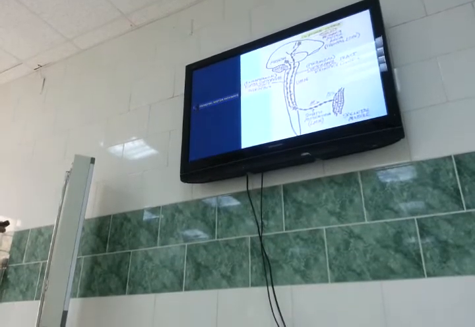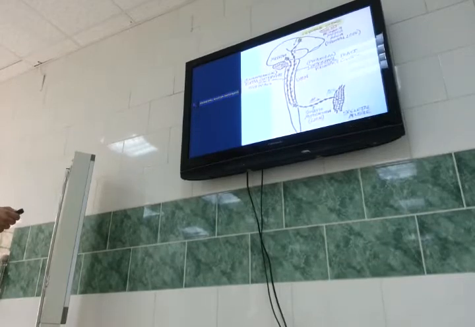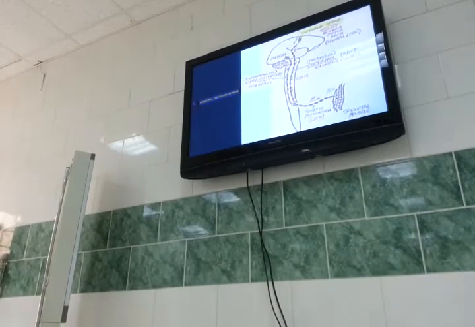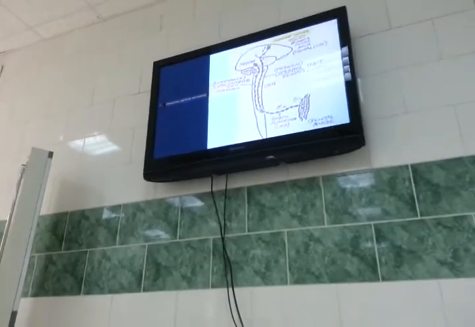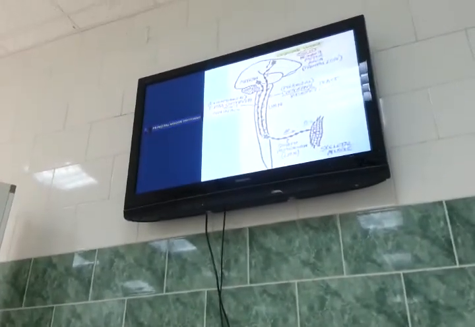Okay. So again, there are two main tracks. One is called pyramidal tract, one is called extrapyramidal tract. Pyramidal tract is under your voluntary control, and extrapyramidal tract is involuntary control.